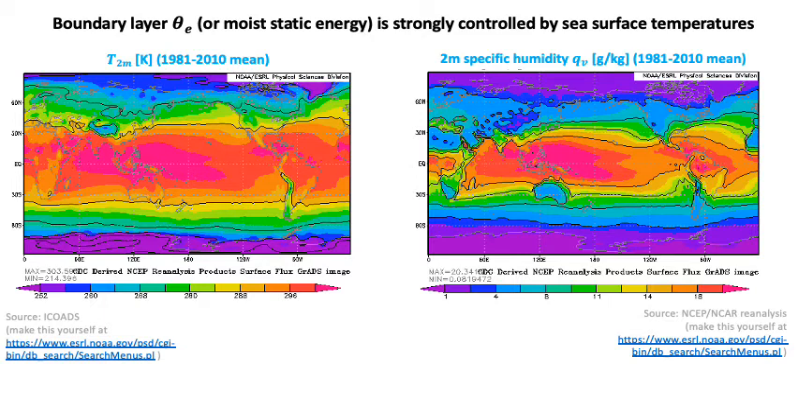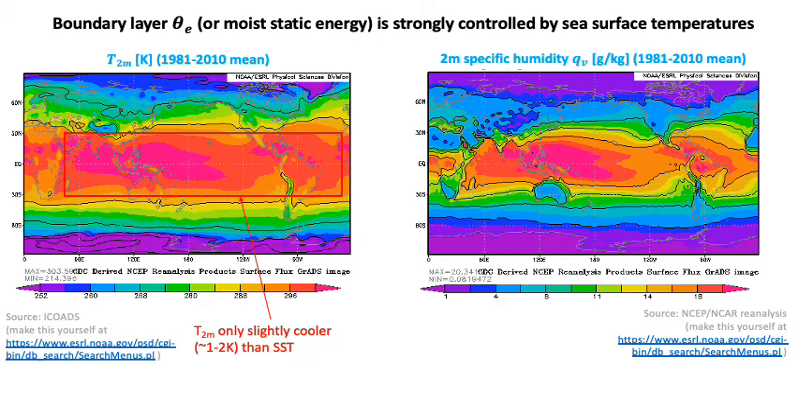So we can flip this into the more relevant variables. The left now just shows the 2-meter temperature, which, if you'll notice, looks a lot like the sea surface temperature distribution. So we'll just say the exact same thing again: the boundary layer air temperature is only slightly cooler than the sea surface temperature at the bottom of the boundary layer, that is.